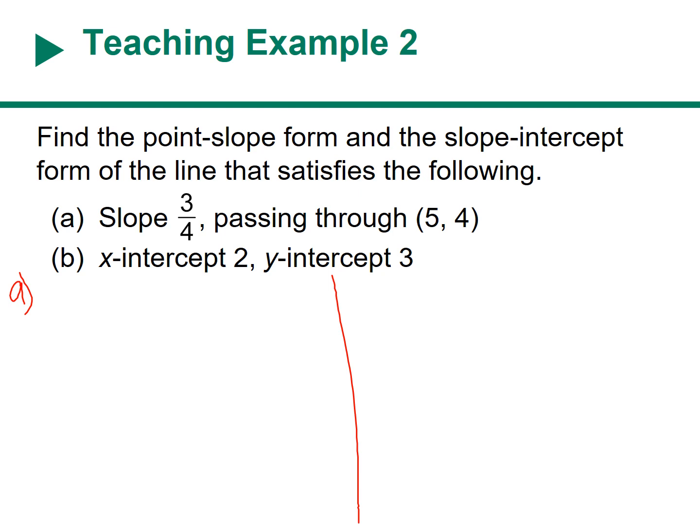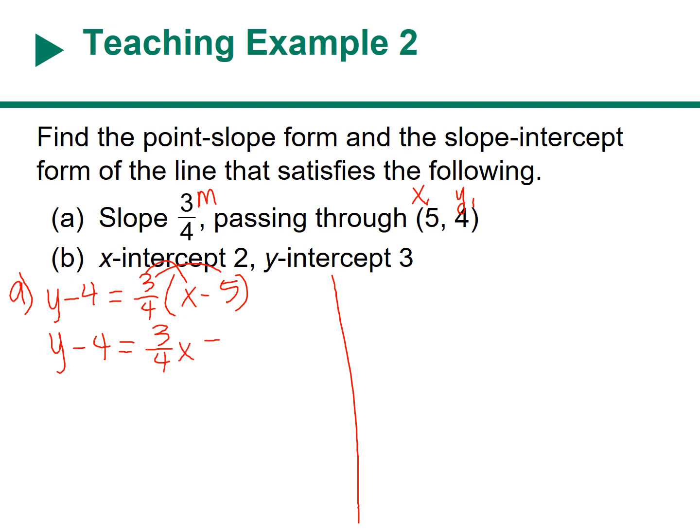The point slope form of this, here's my m, here's my x1 and my y1. So that gives me y minus 4 equals 3/4 times x minus 5. That's point slope form. To go from point slope to slope intercept, I'm going to need to distribute and combine like terms. Does that make sense? So I'm going to distribute, and that gives me y minus 4 equals 3/4 x minus 15/4.